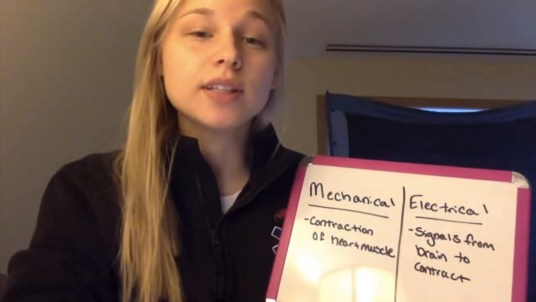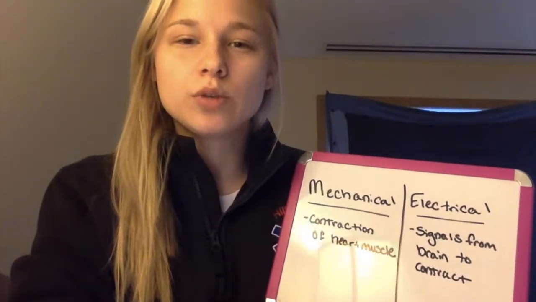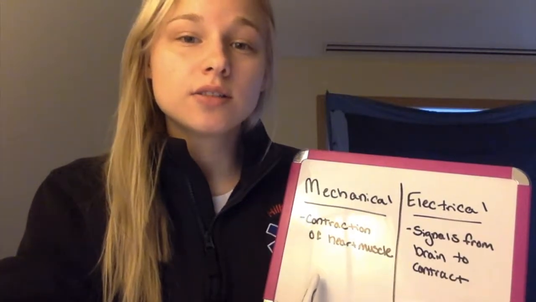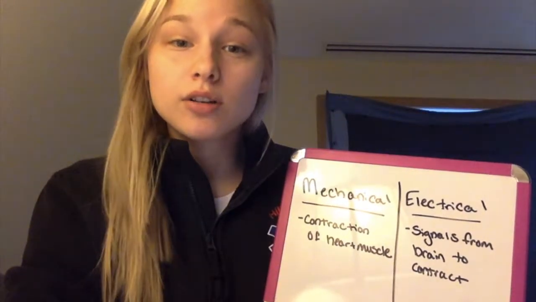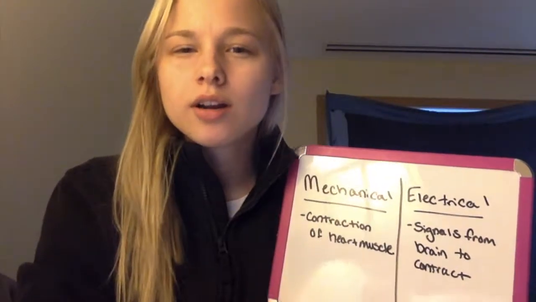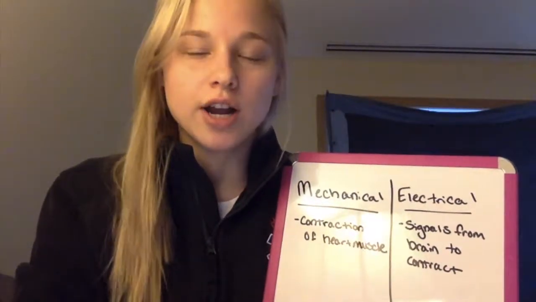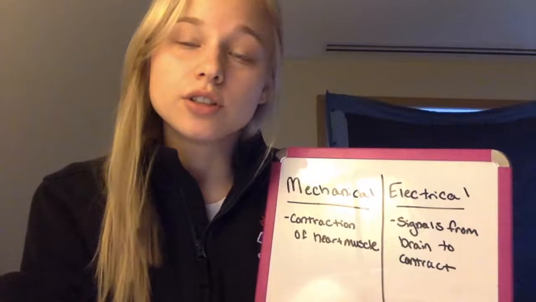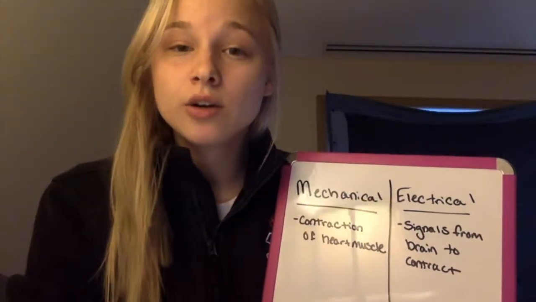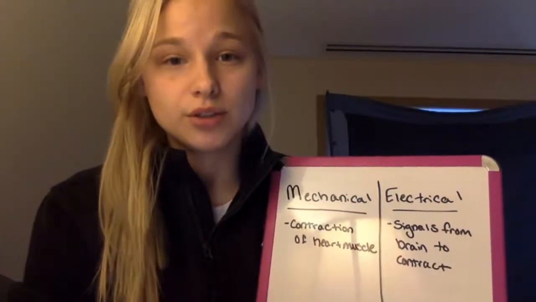So now that we've talked about the anatomy of the heart and the nervous system of the heart, we can define the differences between mechanical and electrical signals of the heart. The mechanical portion of the heart is the portion that actually does the work. The muscle of the heart and the cells of the heart working together to cause a contraction. The electrical signals of the heart come from the brain and stimulate the SA node and AV node to cause the contraction of the heart muscle.